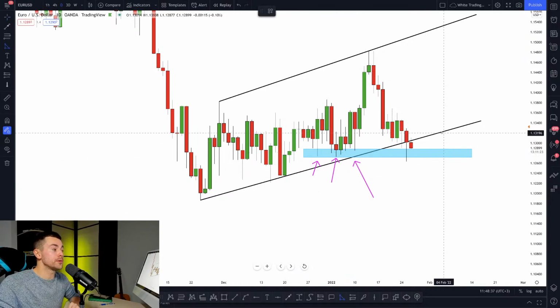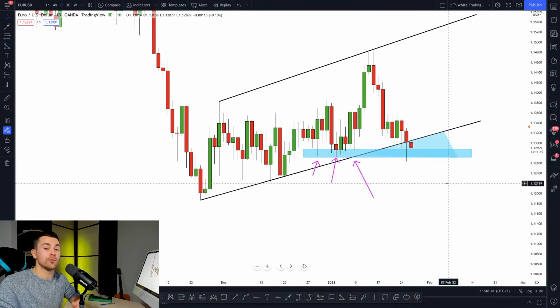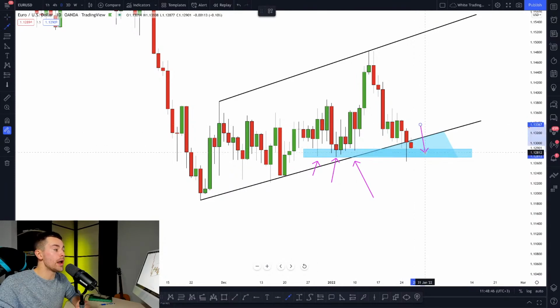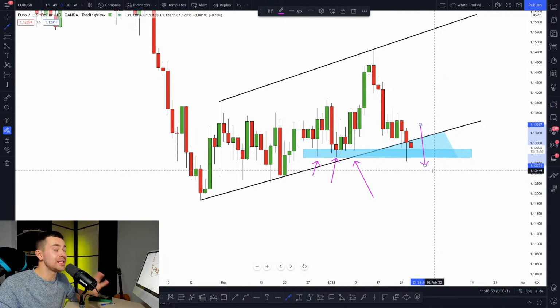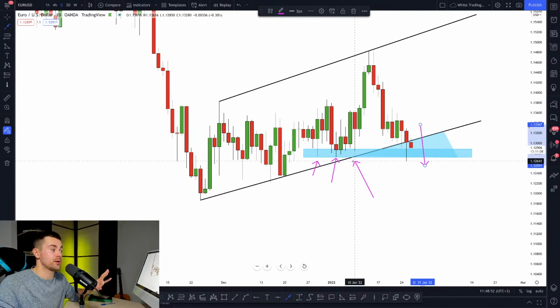So in order to confirm the breakout of the flag, what should you look for? You should look for a violation of that entire area to the downside. You need the daily candle close below that entire area. This area is based on the trend line, and this area is based on the horizontal structure.